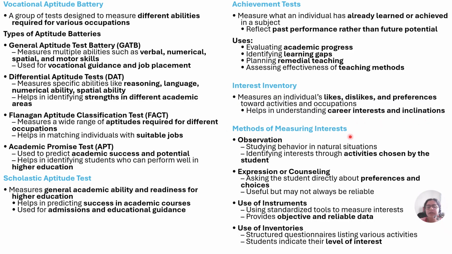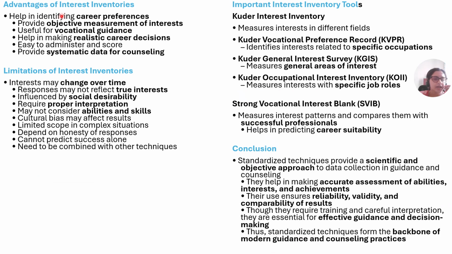So, what are the various methods of measuring interest? Observation, expression and counseling, use of various instruments, use of inventories like questionnaires, etc. Advantages of interest inventories. Okay, they help in identifying career preferences. They provide objective measurements of interest. They are useful for vocational guidance. They help in making realistic career decisions. They are easy to administer and score, and they provide systematic data for counseling.